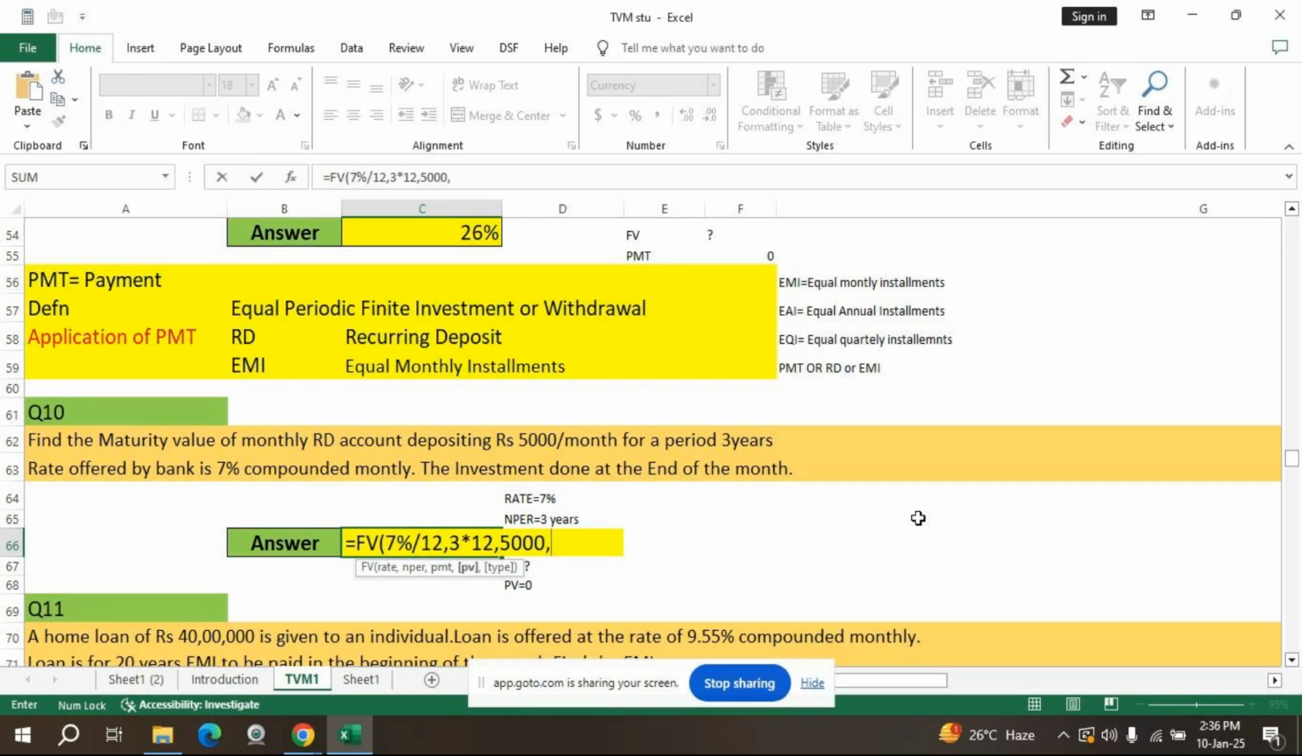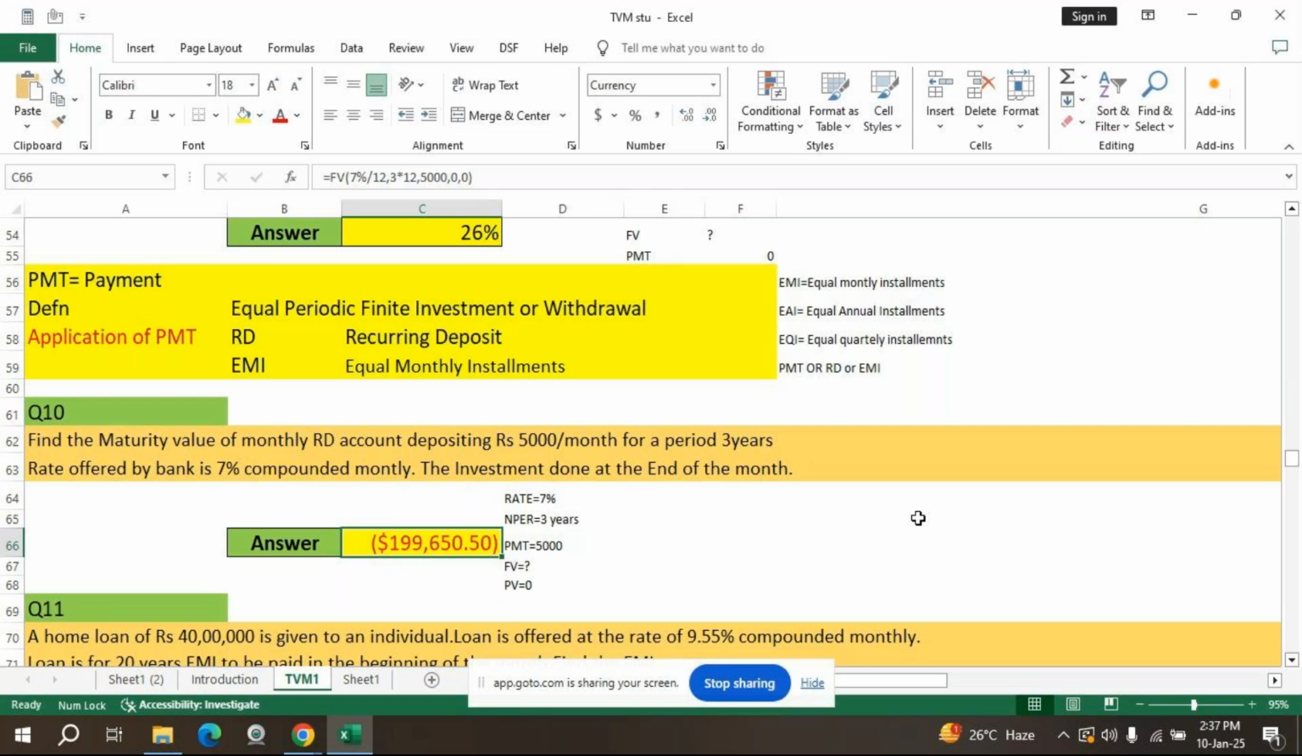Then comma present value. There is no present value. Then comma type. What is the type? That means at the end of the period, because we want to know the maturity value. Now close the bracket and press enter. See, it will become 199,650, but we have made a mistake here, so it is coming as minus 1,99,000.